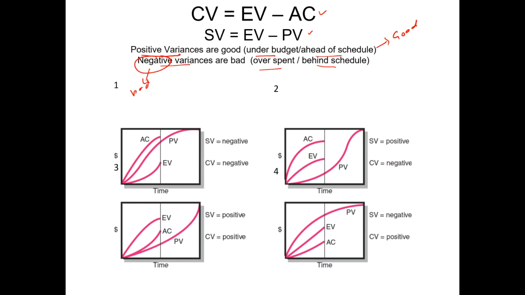So we could end up in a number of different situations. Here you can see the first one, where this is the planned value line. The actual cost is on top of the planned value, so we are spending more.